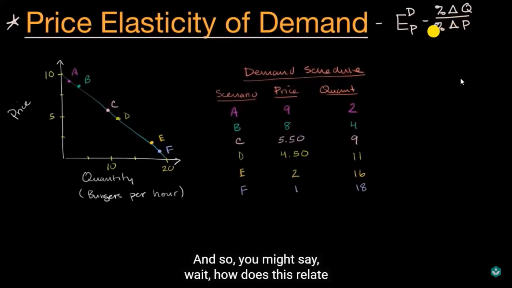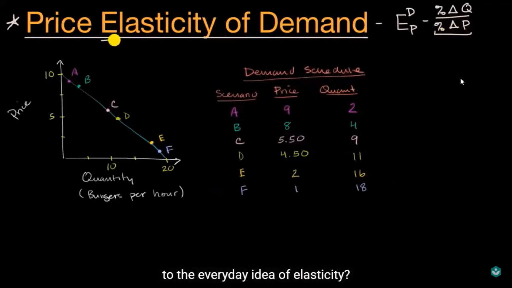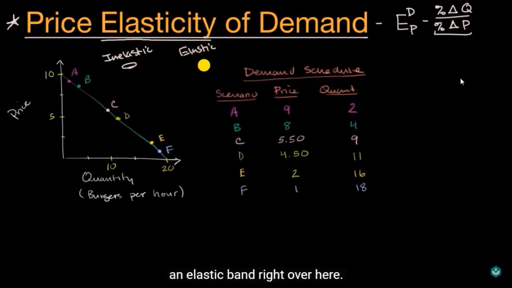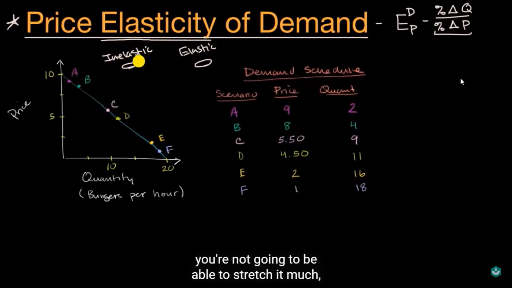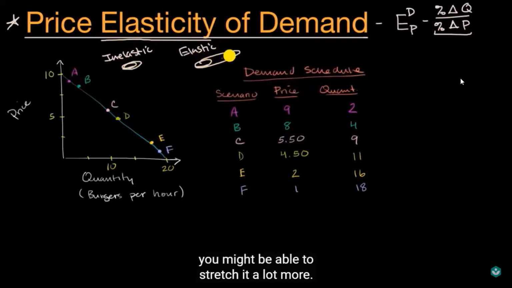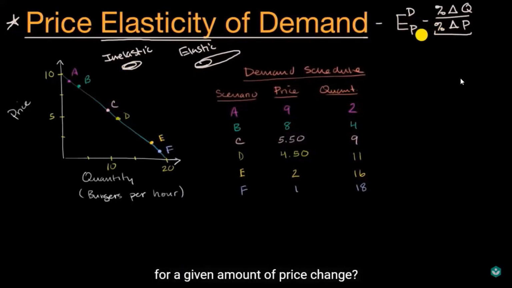And so you might say, wait, how does this relate to the everyday idea of elasticity? Well, imagine two bands. Let's imagine an inelastic band right over here, and an elastic band right over here. In an inelastic band, if we apply some amount of force, you're not going to be able to stretch it much. It might stretch a little bit. While in an elastic band, if you apply that same amount of force, you might be able to stretch it a lot more. So the analogy here is we're not using force, but we're saying how much does quantity stretch for a given amount of price change.